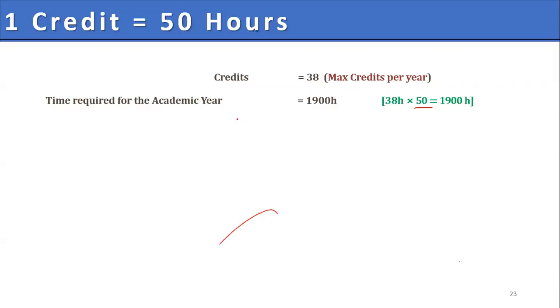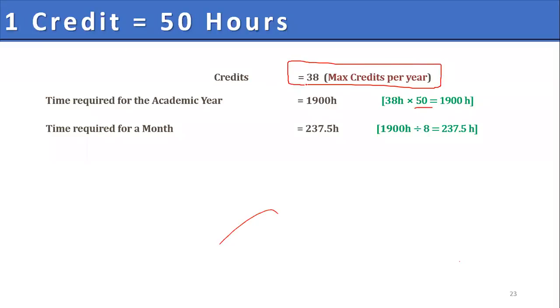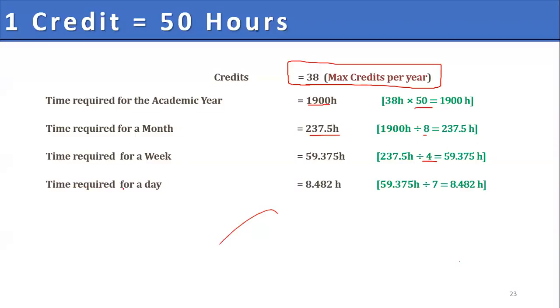For a particular academic year you have 8 months or 9 months, it depends actually. So we'll take 8 months as an example. Now you are going to find, if you register for maximum credit, how many hours you need to spend for a particular day. So we need to divide 1900 by 8 in order to get the time required for 1 month. So that is the reverse calculation from previous. Then for the time required for a week, we have four weeks per month, so we divide this value by 4, then we get the time required for a particular week. Then we have 7 days per week, so we can calculate the time required for a particular day.